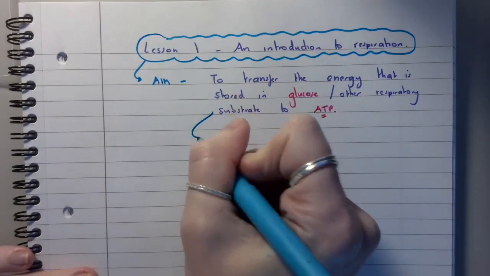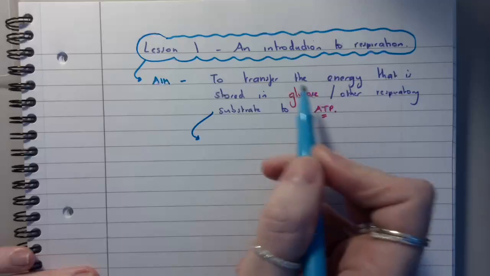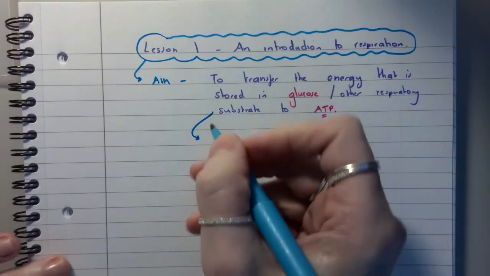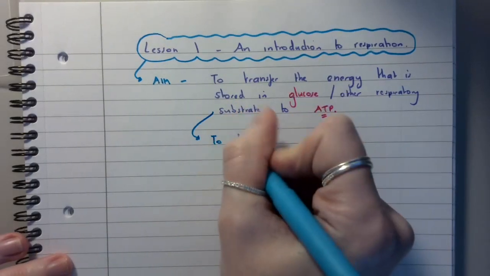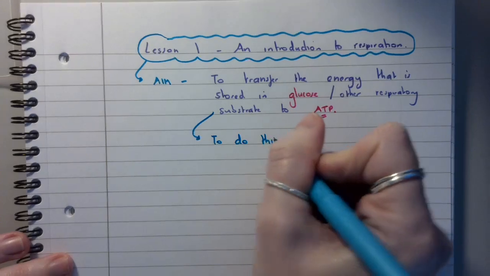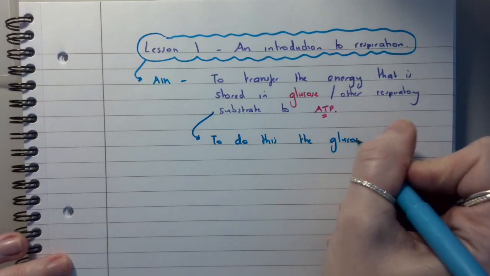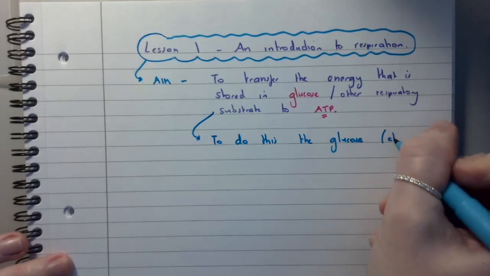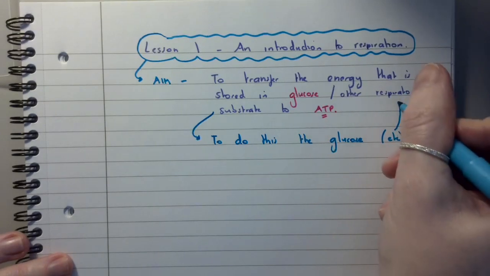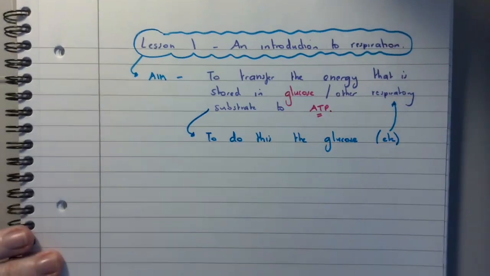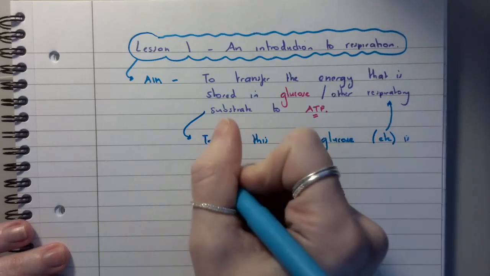So basically, to transfer this energy that is in glucose to ATP, we need to do this. So to do this, the glucose, I'm just going to put in brackets, etc. So if it's another respiratory substrate like that. So the glucose is broken down.